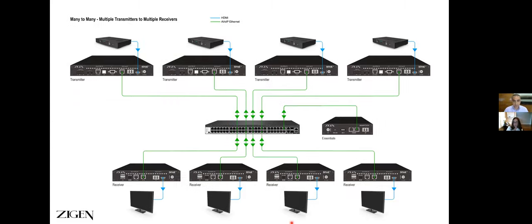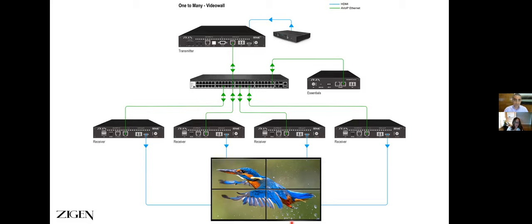Again, we have several reference designs, one-to-one, one-to-many. And this one is a four-in, four-out kind of design, just to help you understand what it's doing. If you want to do a video wall, you could take a single source and build your video wall as big as you need. In this application, we're doing a 2x2, so you would have one transmitter and four receivers. And again, that'll give you 2x2.